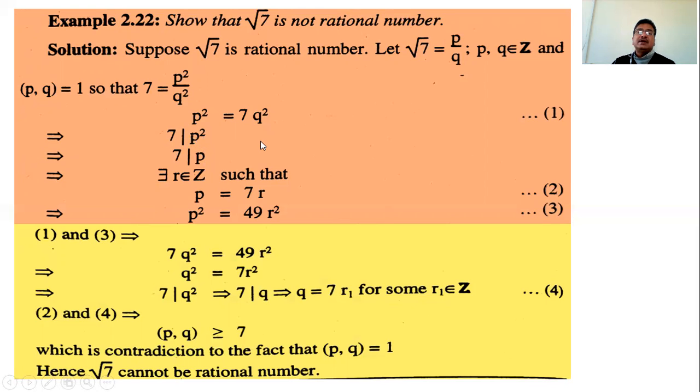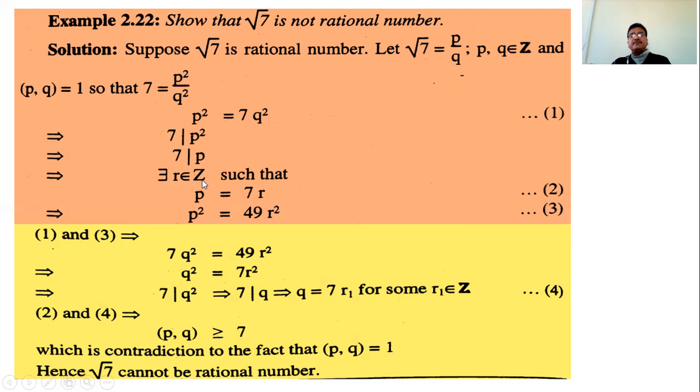Because what is Euclid's lemma? If p is prime and p divides a into b, then either p divides a or p divides b. Here 7 is prime, and 7 divides p into p, which means either 7 divides p or 7 divides p. That is, ultimately we have 7 divides p. And 7 divides p means p is expressed in the form 7 into some integer.